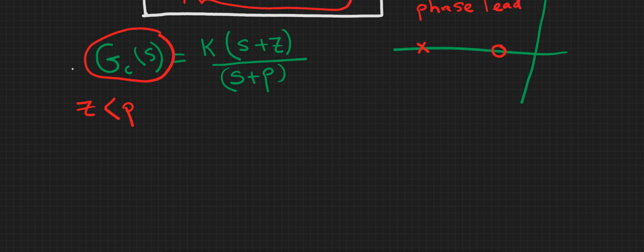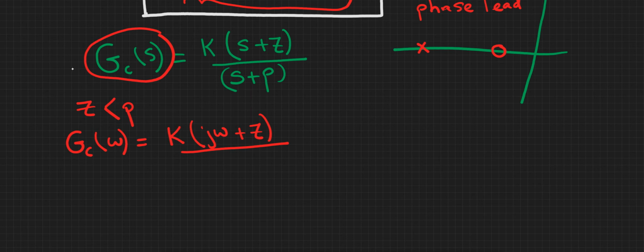So let's just start this step by step. If you want to obtain the transfer function of this controller in the frequency domain, what will we do? All we need to do is just replace s with j omega, and that's it. If we replace every s by j omega, we obtain the frequency response of our controller. We discussed this already many times before.